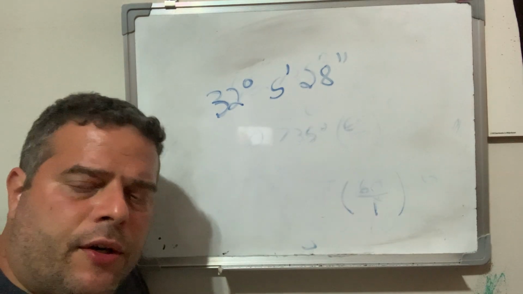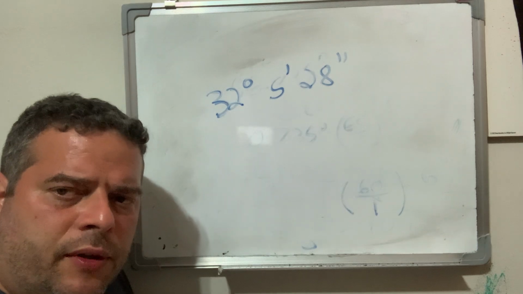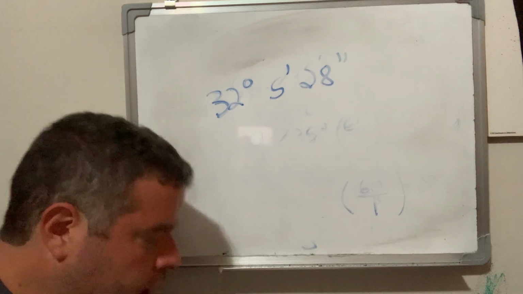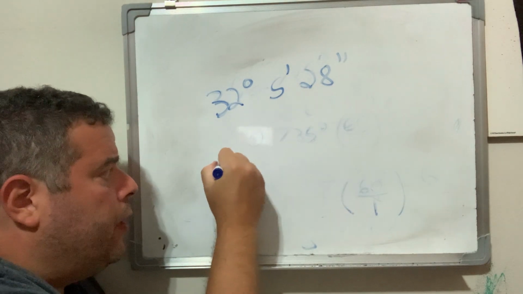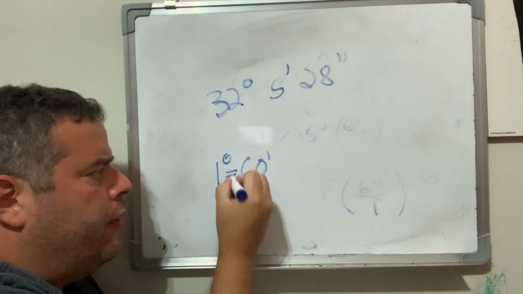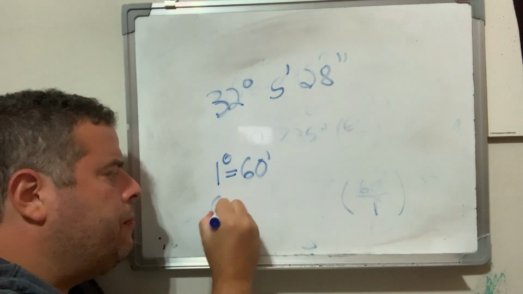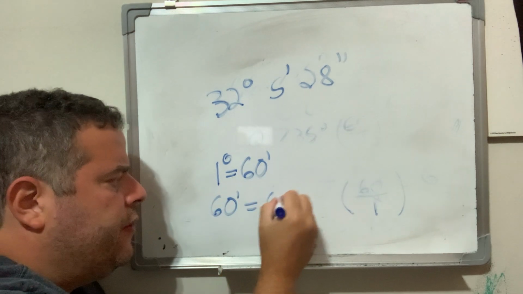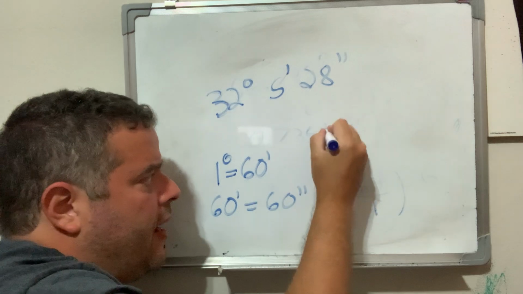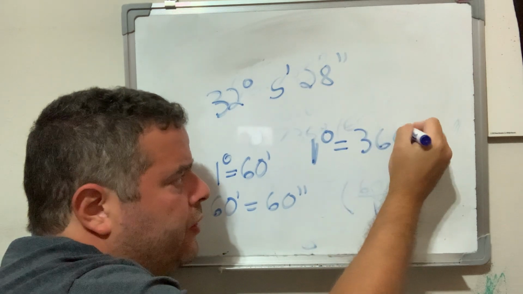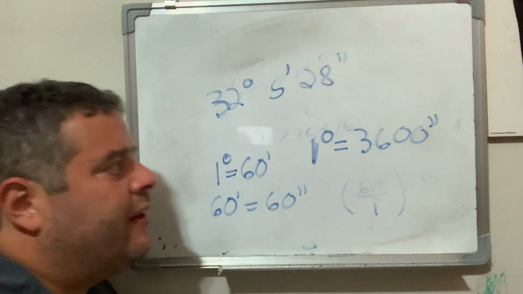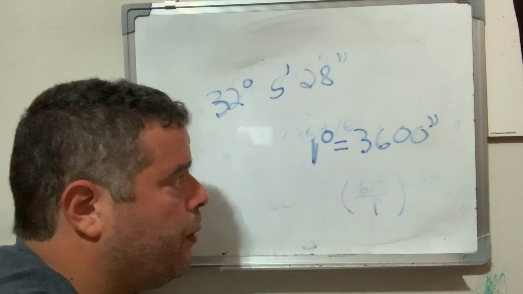Okay, now let's go over a couple of actual divisions. Let's go over, in 1 hour, there are 60 minutes, right? In 1 hour, there are 60 minutes. And in each minute, there are 60 seconds. So once you do the proper conversion, in 1 hour, there are 3,600 seconds. Or in 1 degree, there are 3,600 seconds.